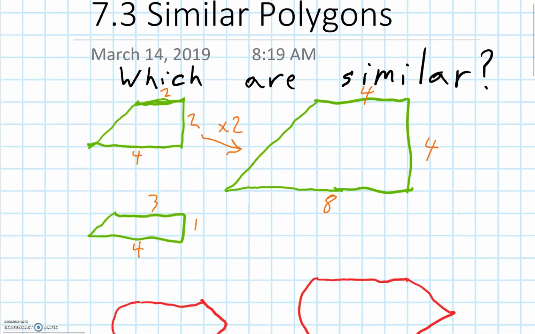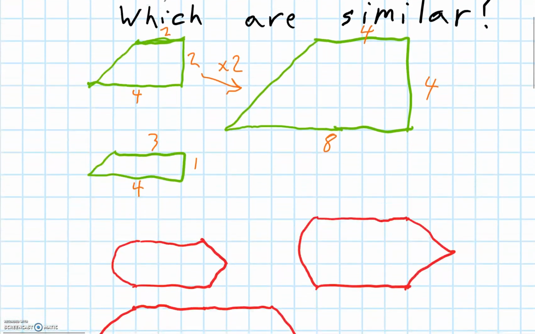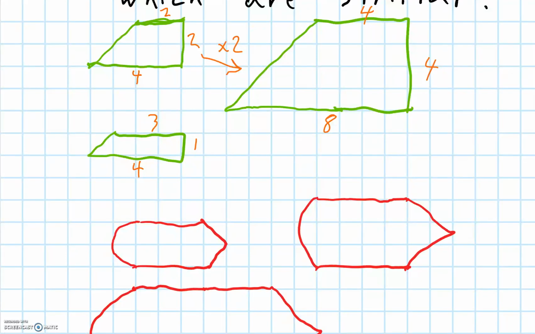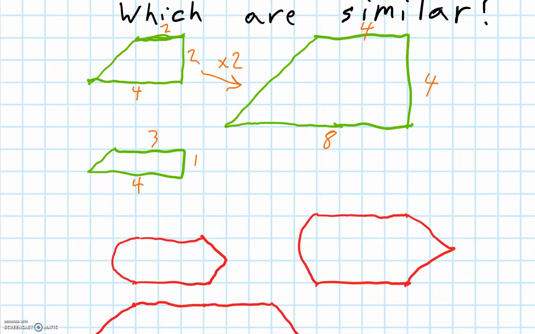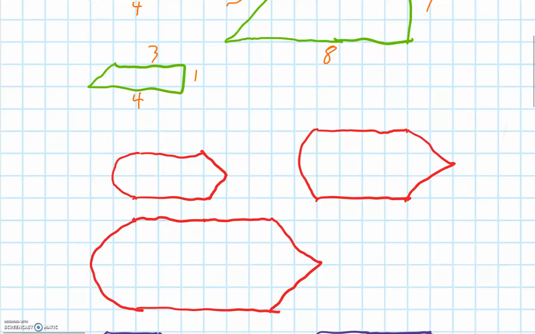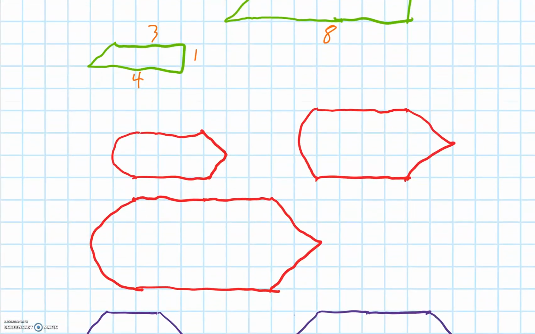So this is sort of the idea that both have the same ratio of all the sides. You can sort of see that, and I'll talk about it in a different way in a second. But let's try another example first.